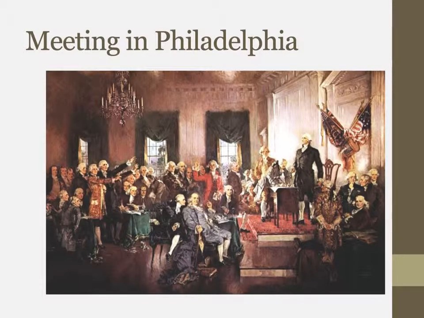All right, so here they all are. Here's the signing. They add the prestige by putting George Washington as the head of the whole thing. Benjamin Franklin is there. Alexander Hamilton is there. James Madison is there. Some of the big names. And they're there trying to write this out. Now, this scene is perhaps a little bit more glorified, and we tried to romanticize the whole moment.